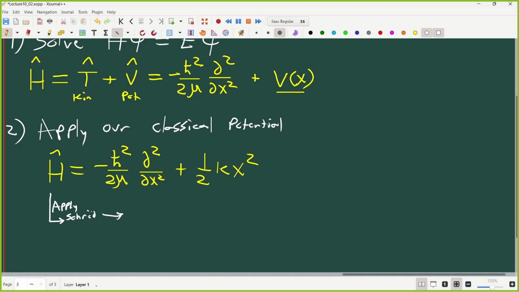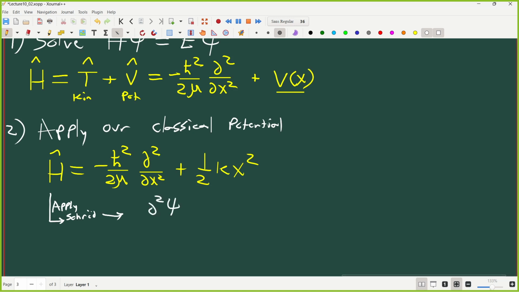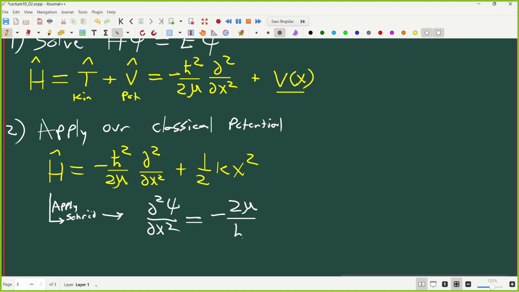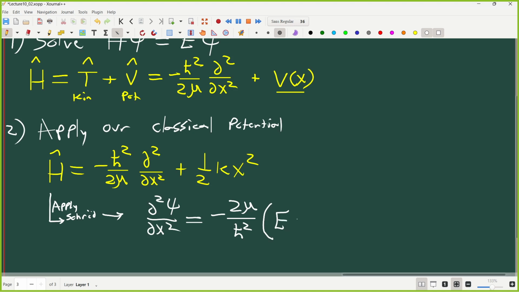And what do I have? I'm just going to do a little bit of a rearrangement here. I get the second derivative of the wave function with respect to the displacement is equal to minus 2 mu over h bar squared times the energy of the system minus 1/2 kx squared, times psi. So what I've done is I've applied psi to our operators and I've rearranged the terms a little bit so I get this nice equality.